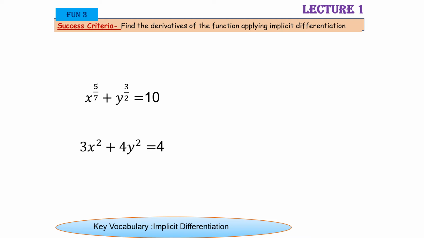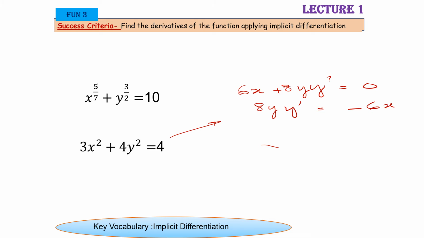Now let's solve the last question, this one. I hope you already solved it and you are here to just check your answer. So here 0, keep the y prime on the same side, you bring the 6x to the other side, divide both sides by 8y, and we will get y prime equals minus 3x over 4y.